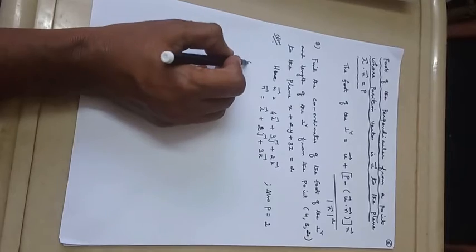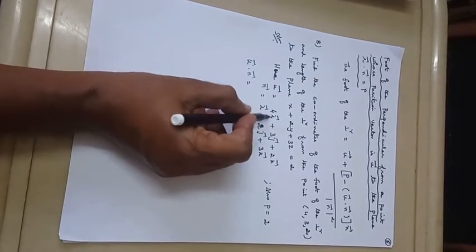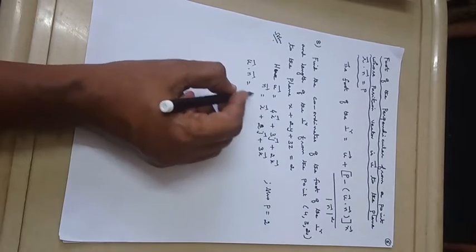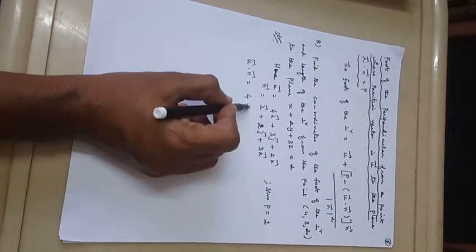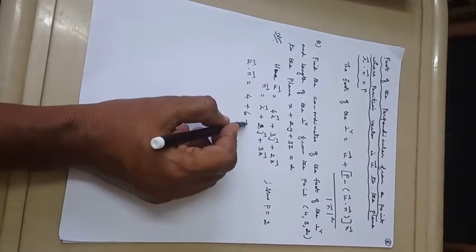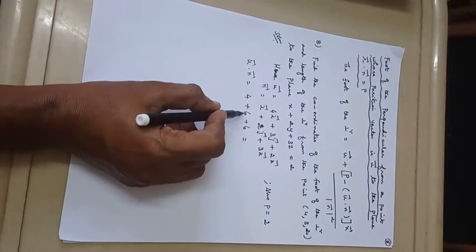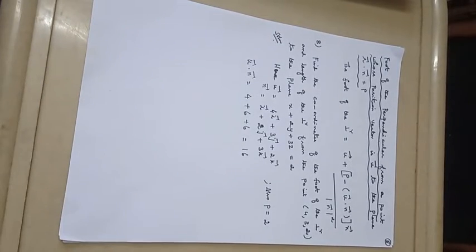So u dot n. What is u dot n? The dot product of these two vectors. So i with i will be 1, so 4 into 1 is 4. And then j with j will be 1, 3 twos are 6, so 6. And then k with k is 1, 2 threes are also 6. So 6 plus 6, 12. 12 plus 4, 16. So this is your u dot n.